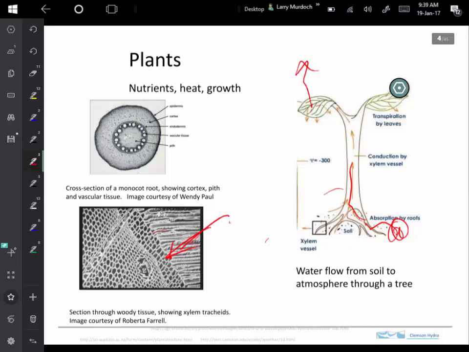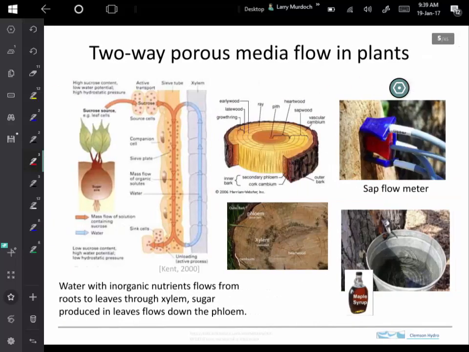So flow through porous media is important to how plants work. It turns out it's a little bit more complicated than that sketch, because the flow through plants can go both ways. And here's a picture of that tree.